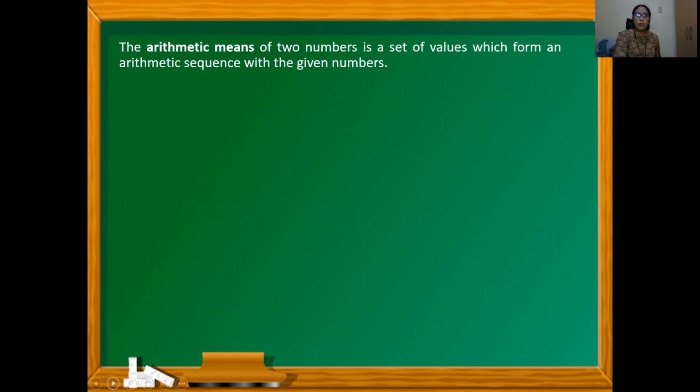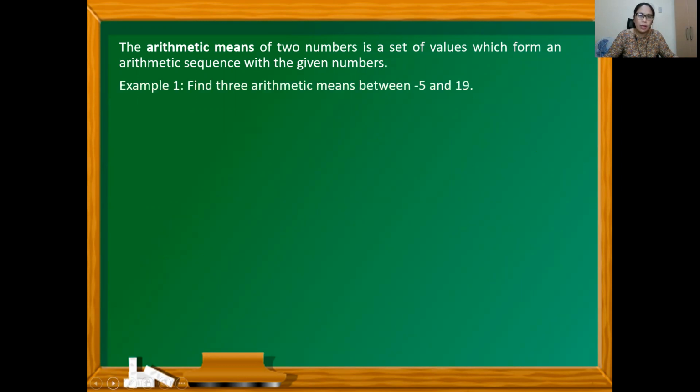Now, the arithmetic means of two numbers is a set of values which form an arithmetic sequence with the given numbers. Now, in such numbers, the arithmetic means is always specified. If only one arithmetic mean is required, then it is the average of the given numbers. So, for example, find 3 arithmetic means between -5 and 19. So, we're asked to find 3 values in between -5 and 19.